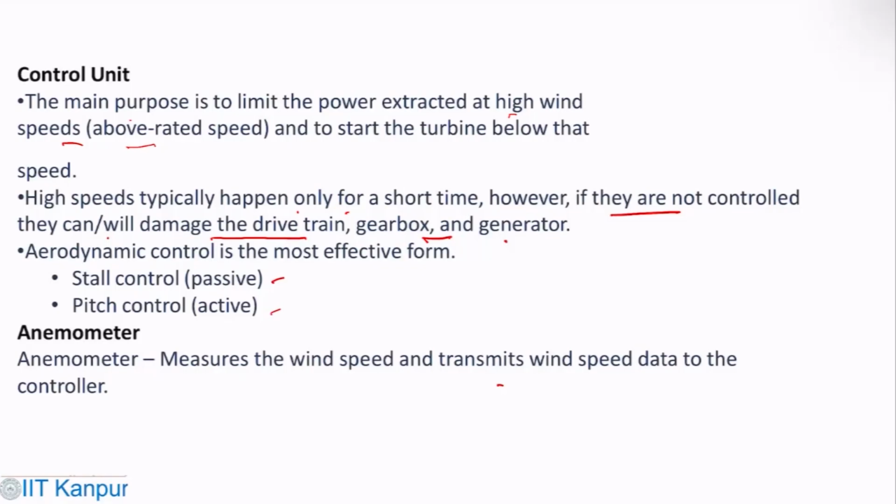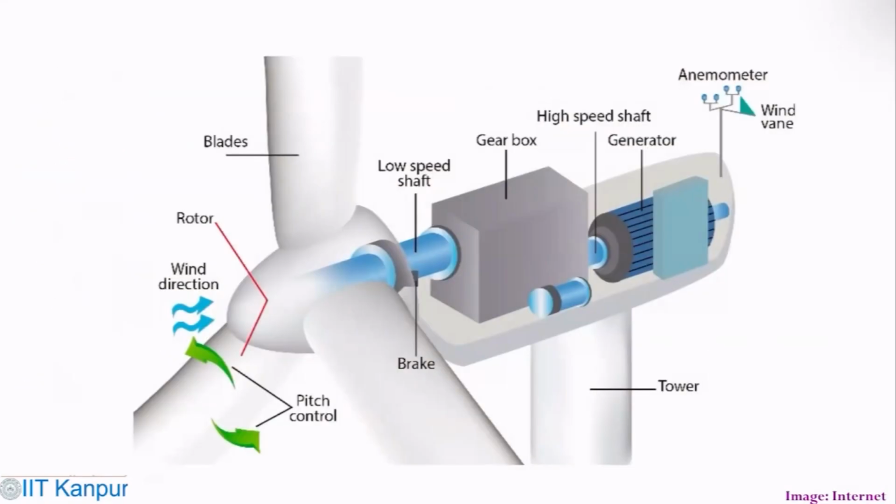So going back to the picture, you see the tower, you have the gearbox, the low speed shaft, the high speed shaft, the generator, and the anemometer, which actually feeds this data to the controller. So the controller senses the wind speed and accordingly tries to control the complete system.